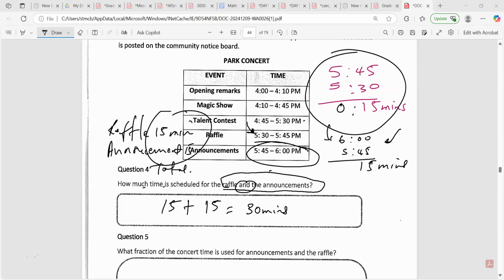Let me just get these out of the way. The persons who sent last. To break down the fraction in its lowest term.